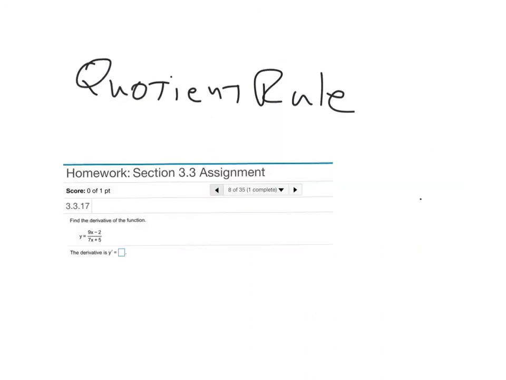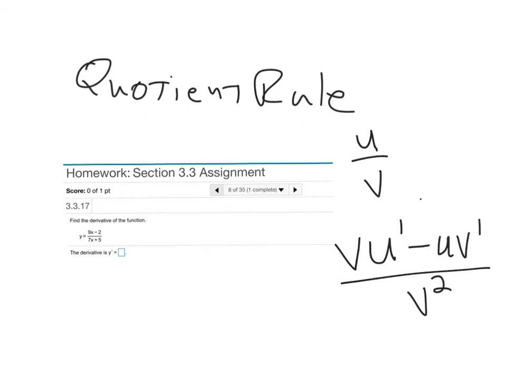Okay, so the quotient rule is our next shortcut rule that we need to learn. If your function is defined by the ratio of two functions, in other words a rational function, what you do is take the bottom times the derivative of the top, minus the top times the derivative of the bottom, all over the bottom function squared. And then you try to clean it up as much as you can.